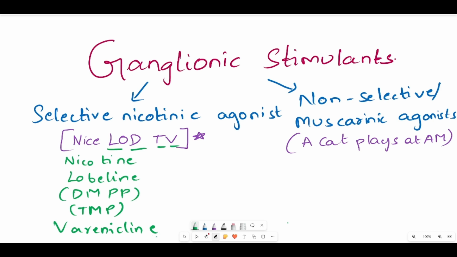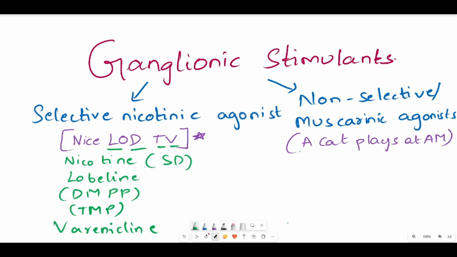In the ganglionic stimulants, the first class is selective nicotinic agonist. So to remember the drugs under this, just remember the trick NICE LOAD TV, where N means it is nicotine, and that nicotine is taken in the smaller doses. Then L means lobeline and D means DMPP, which means dimethylphenylpiperazinium. Then T means TMP, which means tetramethylammonium. Then the last one is V, which is varenicline.